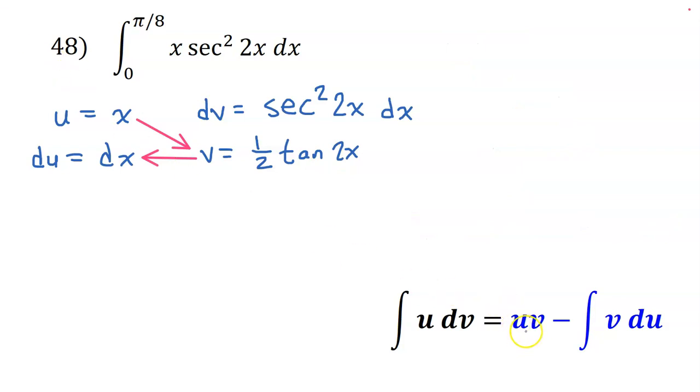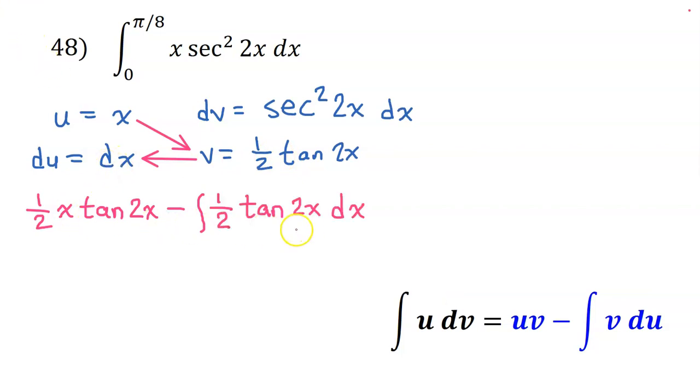Now it's time to set up the integration by parts formula, starting with u times v. So that's this times this. Then we have minus the integral of v du, which is this times this. So now we have this.